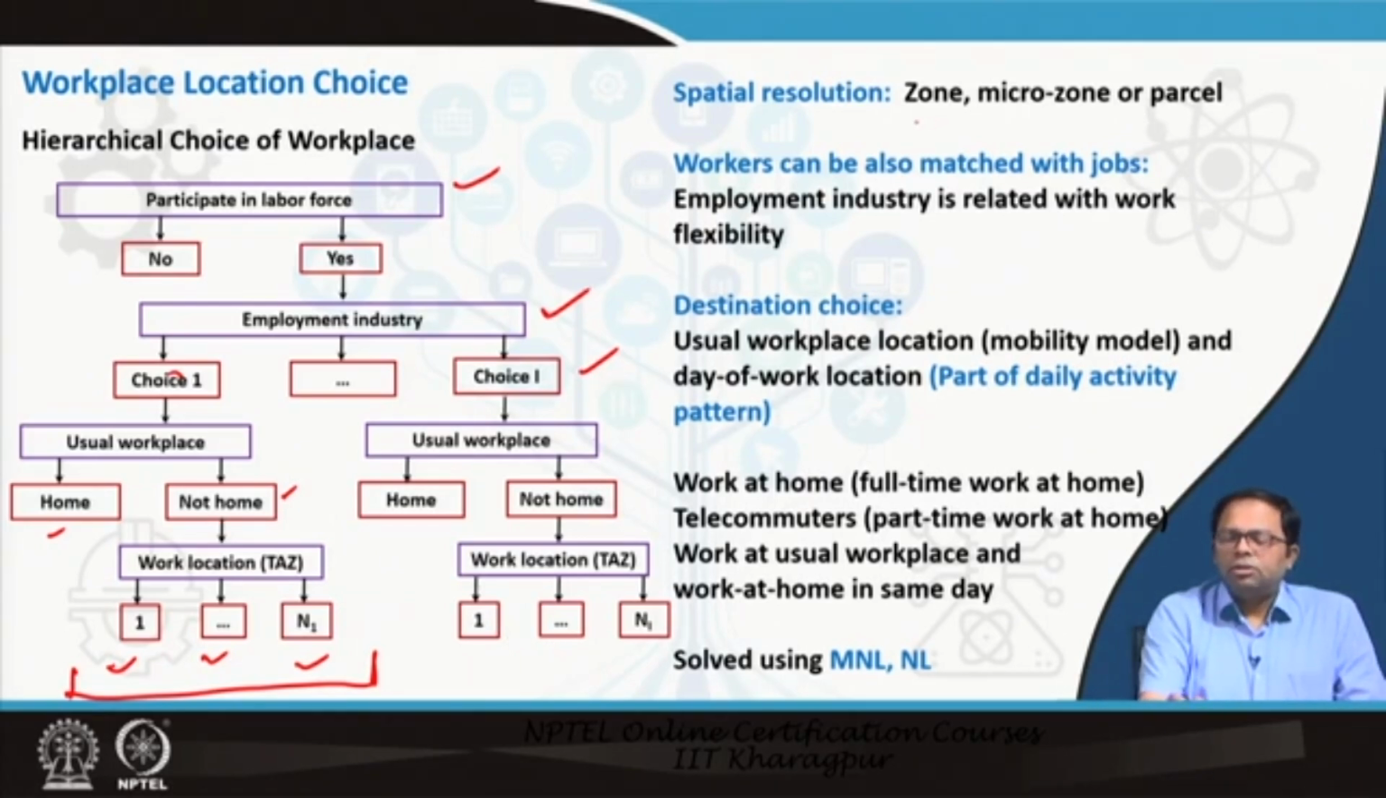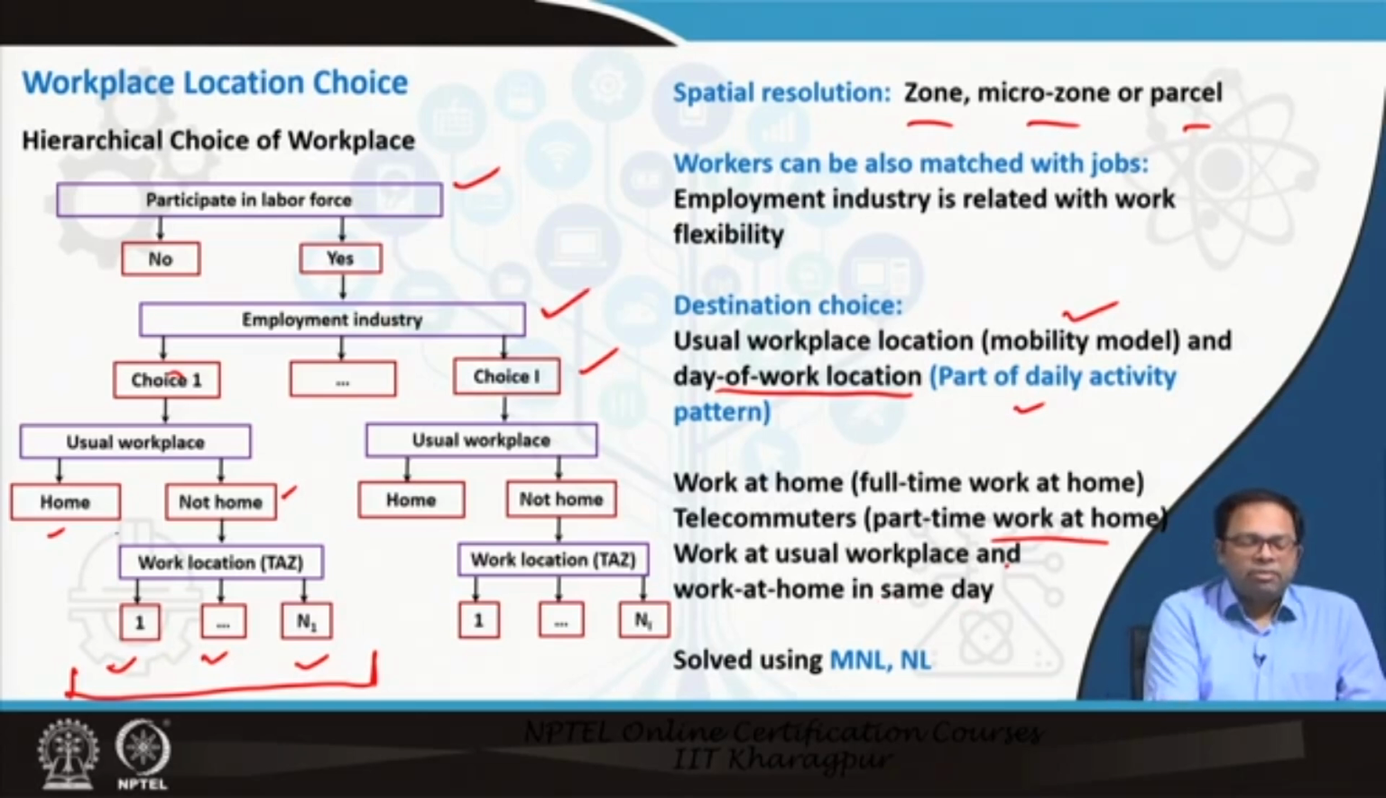So, spatial resolution could be zone, microzone, parcel. Workers could also be matched with the jobs, like employment industry. Then destination choice, usual workplace location. This is the mobility model, and day of workplace location is part of the daily activity pattern model. That means maybe my workplace changes as per the day. So, day of work location could also be important, and work at home: full time work at home, telecommuters, part time work at home, work at usual workplace and work at home in the same day. This could be the 3 options.